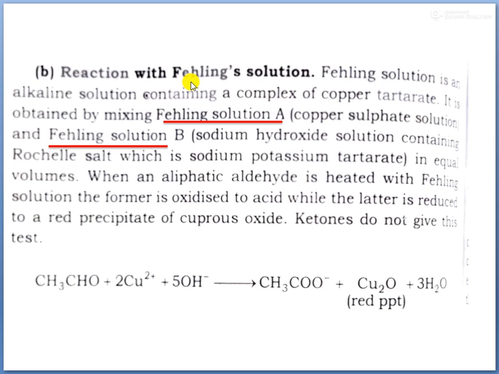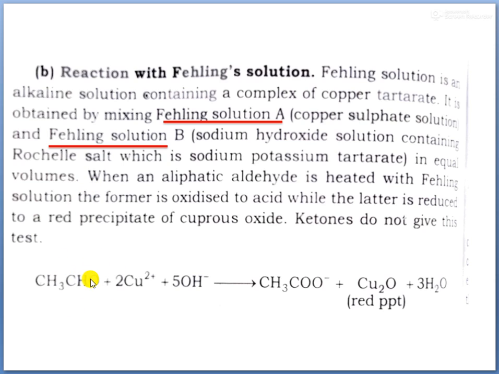A second reaction is the reaction with Fehling solution. Fehling solution is actually a mixture of Fehling solution A and Fehling solution B. Fehling solution A is copper sulfate solution, and Fehling solution B is sodium hydroxide solution containing Rochelle salt, that is sodium potassium tartrate. We take Fehling solution A and Fehling solution B in equal volumes.